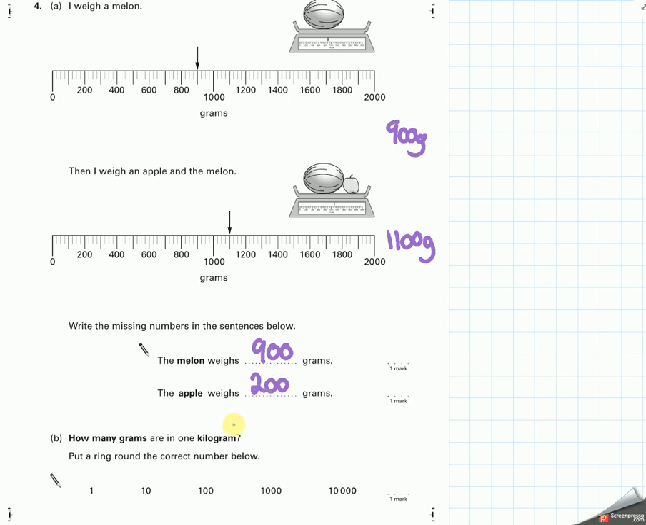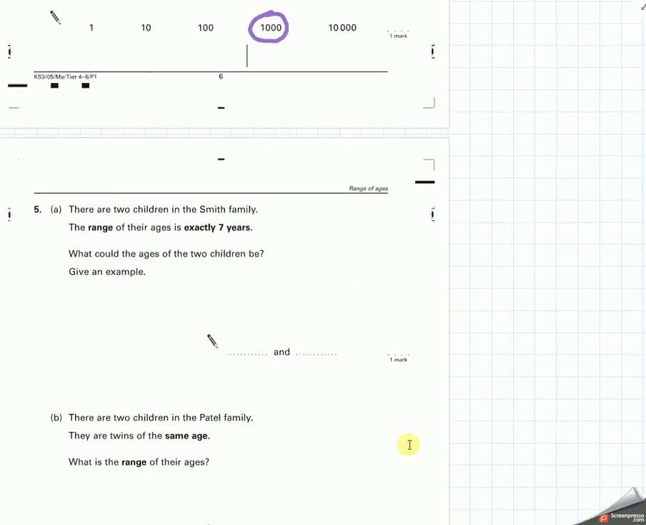How many grams are there in a kilogram? Kilo means 1,000 of these units. Kilometers, 1,000 meters. So we have 1,000. Circle it. There's your correct answer. Question 5.